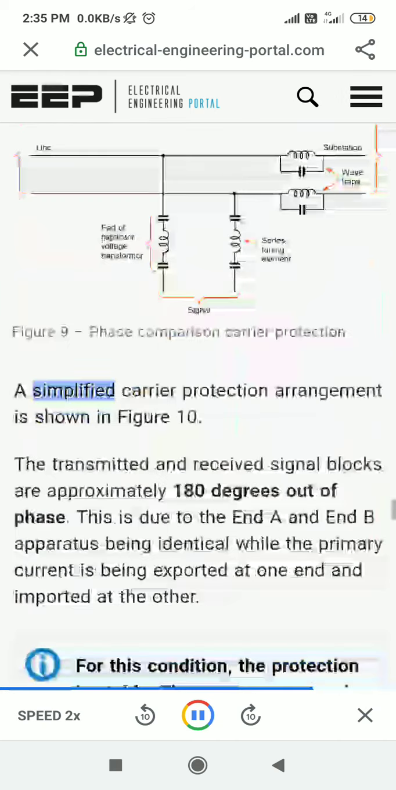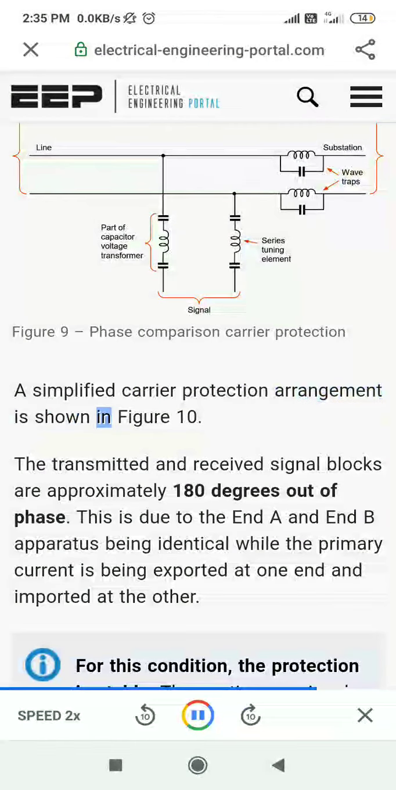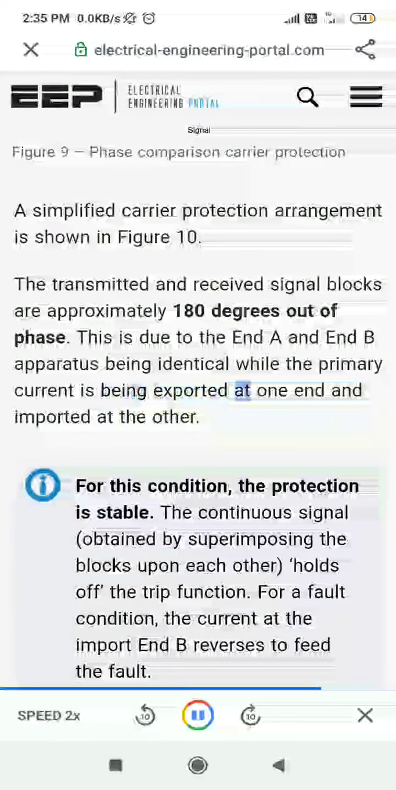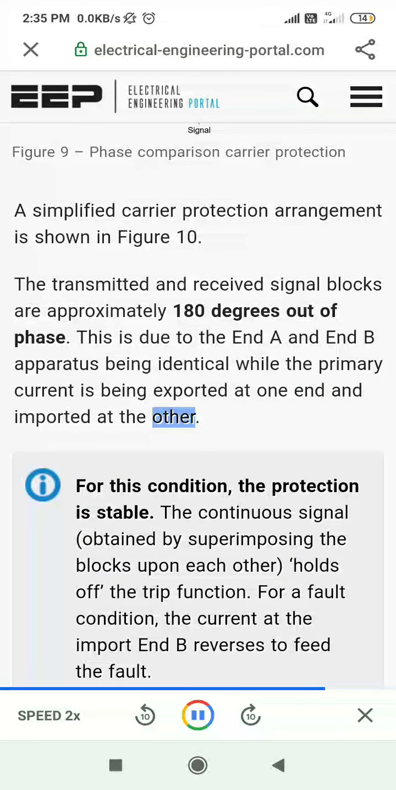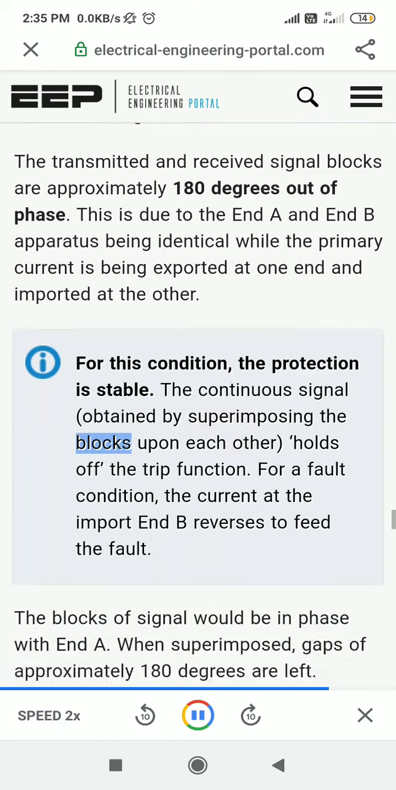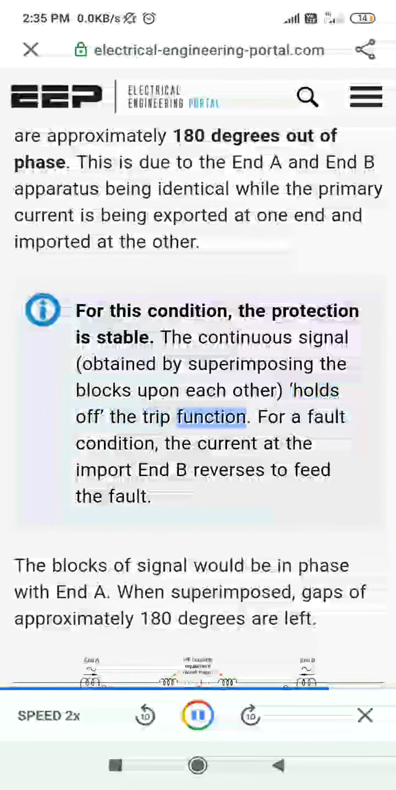A simplified carrier protection arrangement is shown in figure 10. The transmitted and received signal blocks are approximately 180 degrees out of phase. This is due to the End A and End B apparatus being identical, while the primary current is being exported at one end and imported at the other. For this condition, the protection is stable. The continuous signal, obtained by superimposing the blocks upon each other, holds off the trip function.